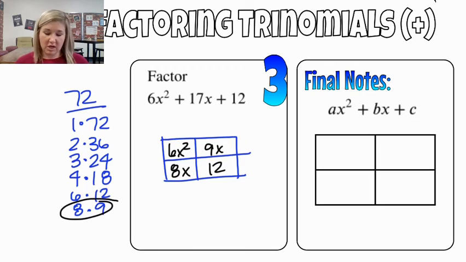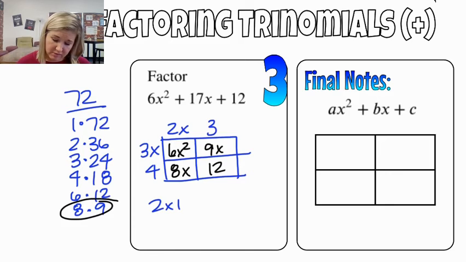Again, finding greatest common factors for each column and each row. So the greatest common factor of the left column is going to be 2x, and the greatest common factor of the right column is going to be 3. And then the top row is going to be 3x, and the bottom row is going to be 4. So I have 2x plus 3 times 3x plus 4.